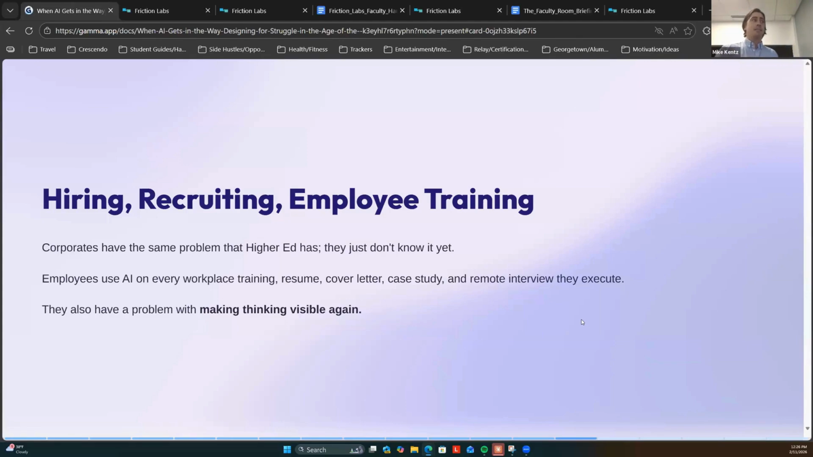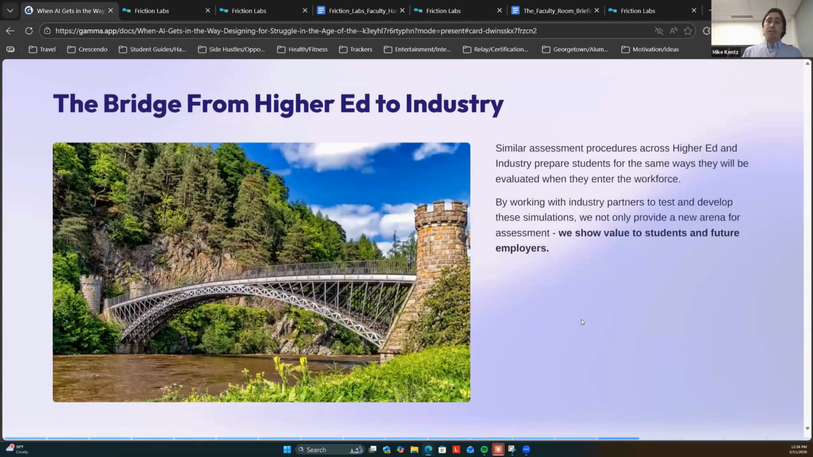Why does this matter for us as higher ed? I think this is a bridge, the approach that I'm talking about. The simulations, the immersive, challenging simulation. We can create similar assessment procedures and show industry that not only are we updating and finding new ways to make thinking visible, but it's transferable. It's usable in the industry context. It's usable for evaluating candidate thinking, employee thinking, et cetera.